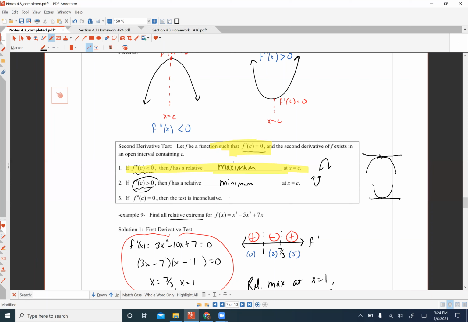Now here's the thing, students. Let's say we have a critical point C, so f prime of C is 0, and the second derivative is also 0. Then the test is inconclusive. We may not have a minimum or a maximum. The famous example is f of x equals x cubed.